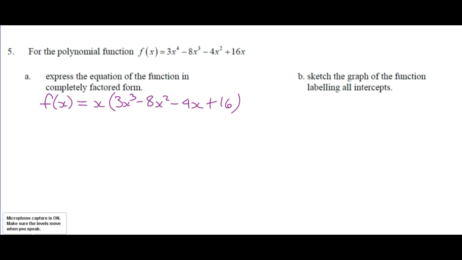Okay, we factor out an x. Now if we look at what's left, we've got to factor this 3x cubed thing, right? How do we factor a cubic? We don't, right? We find a 0, we do the division, that gives us a factor of degree 1 less, and then hopefully that actually factors.